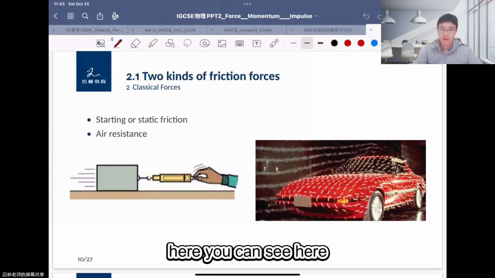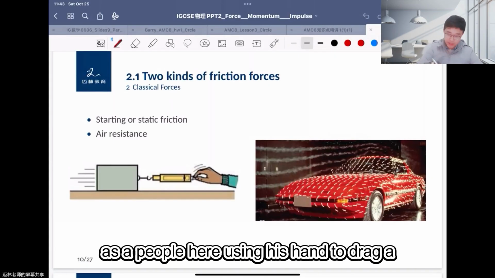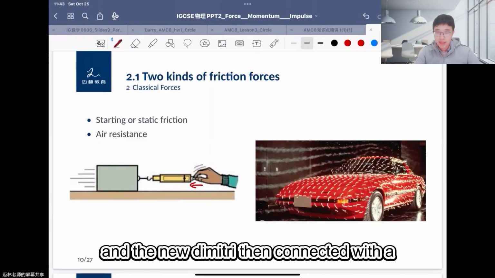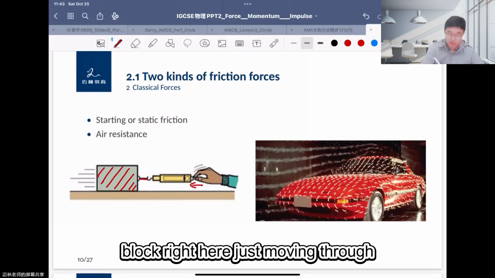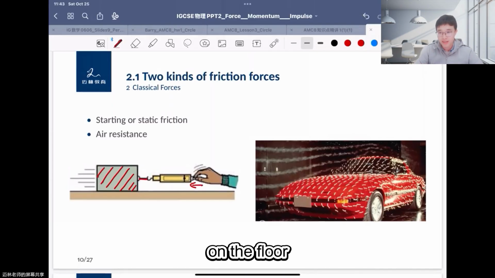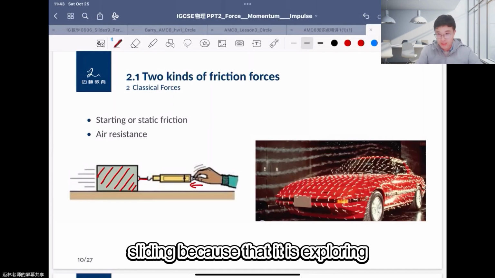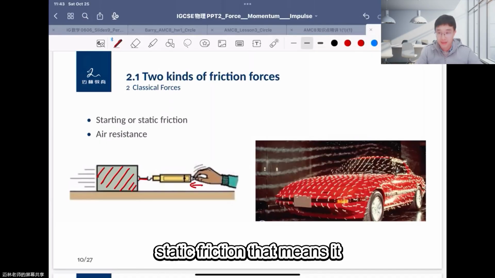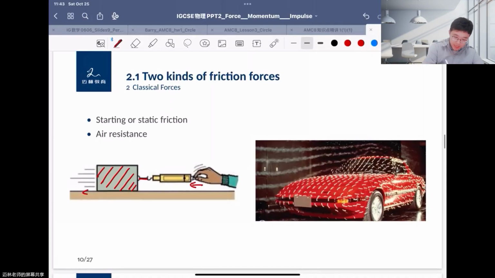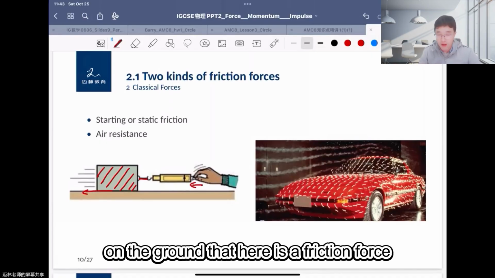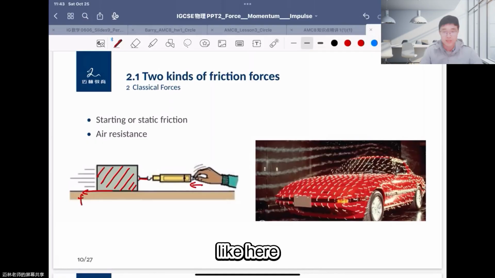As you can see here, a person is using his hand to drag a Newton-meter. The Newton-meter is connected with a block, which is moving across the floor. If the block is not sliding, we can say it is experiencing static friction. That means it stays still on the ground. That here is a friction force.